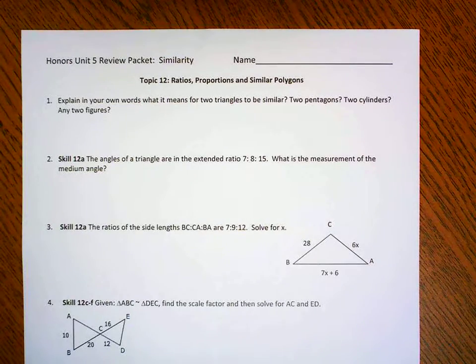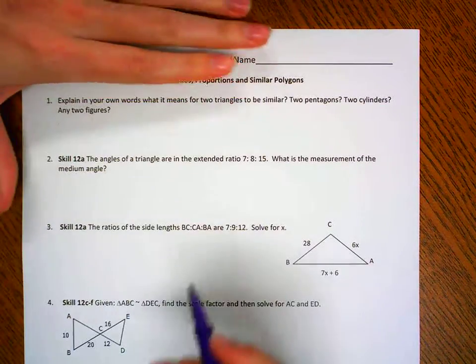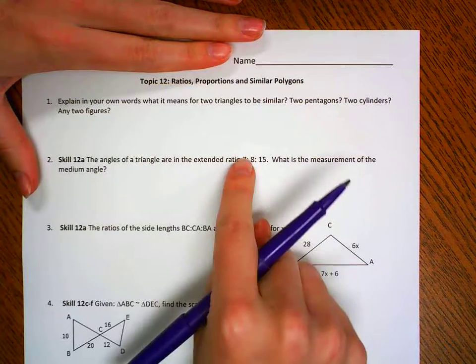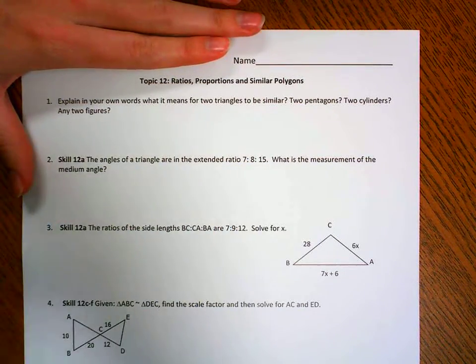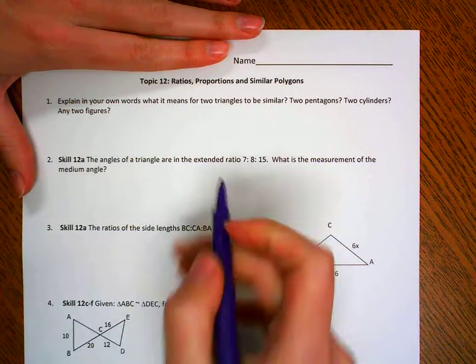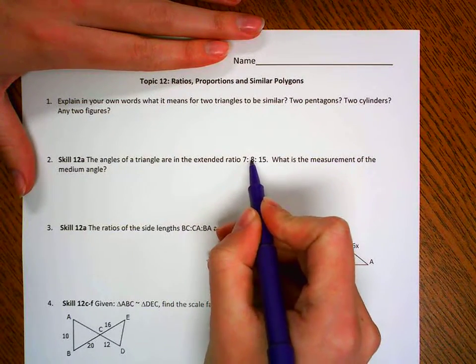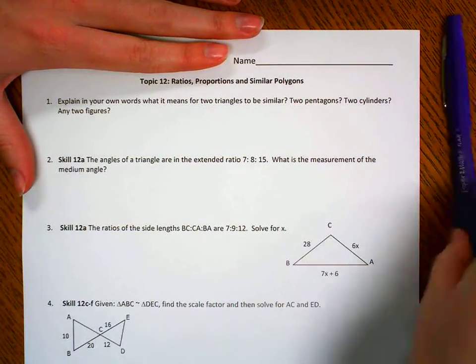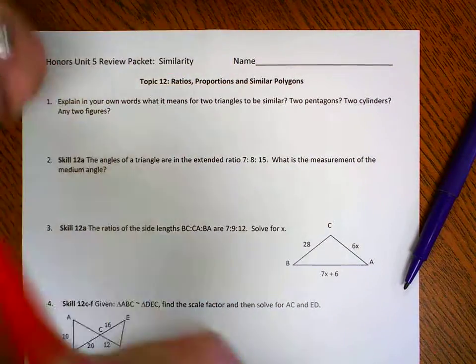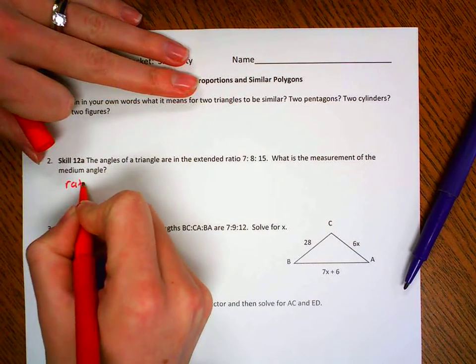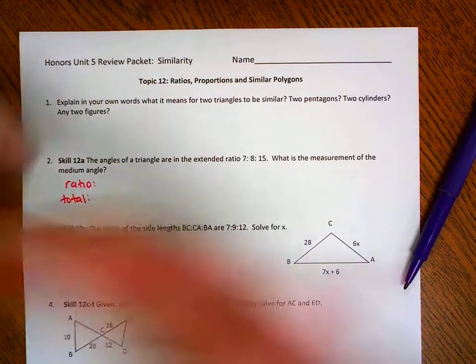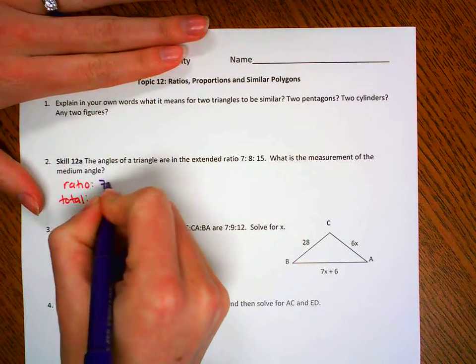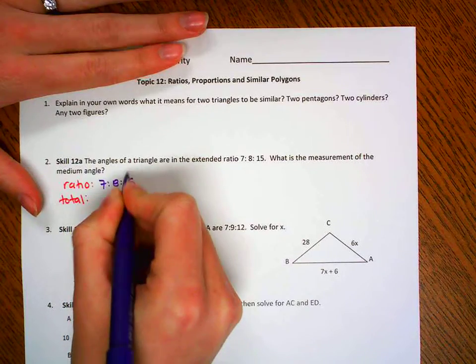Number 2 says the angles of a triangle are in the extended ratio of 7 to 8 to 15. That doesn't mean the angle measures are 7, 8, and 15, but if we can find the multiplier that gets them to their total, we'll multiply the same multiplier by the 7, the 8, and the 15 to get to our total. Well, let's take a look. Our ratio and our total. Well, we have our ratio. It's 7 to 8 to 15. The angles of a triangle.